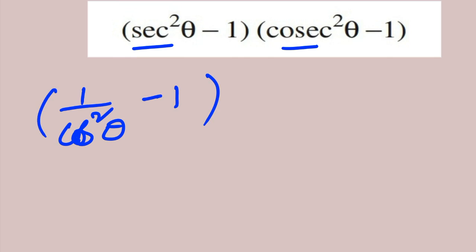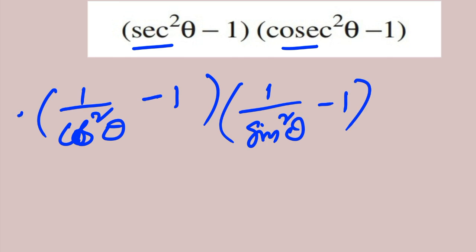I told you that the technique is to convert secant or cosecant into sine or cos. So secant square theta I can write as 1 by cos square theta, because cos and secant are reciprocals of each other. So secant square I can write as 1 by cos square theta minus 1, and cosecant square I can write as 1 by sine square theta minus 1. Then here take the LCM.